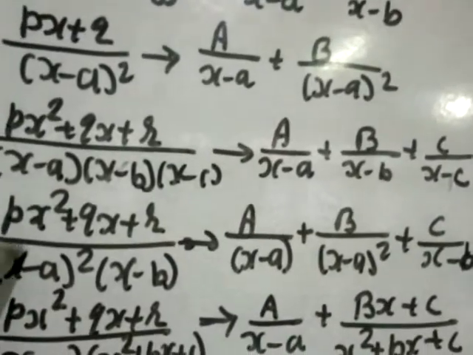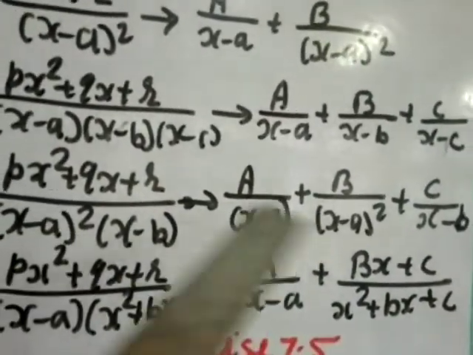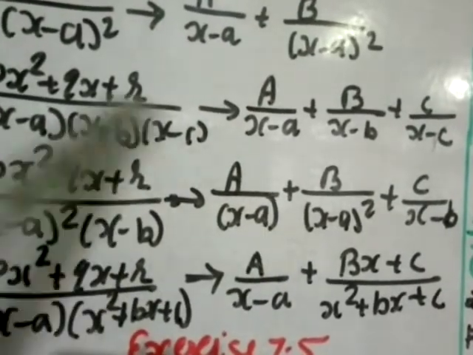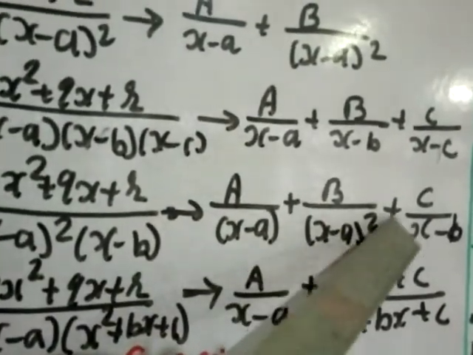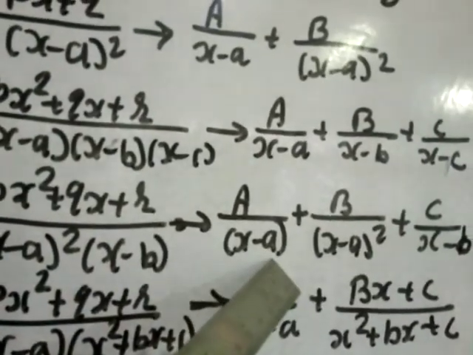Another one is, suppose (x minus a) square and (x minus b). If it is a square, then what we have to do is a by (x minus a), b divided by (x minus a) whole square, plus c by (x minus b). So if this kind is there, we will substitute by these.